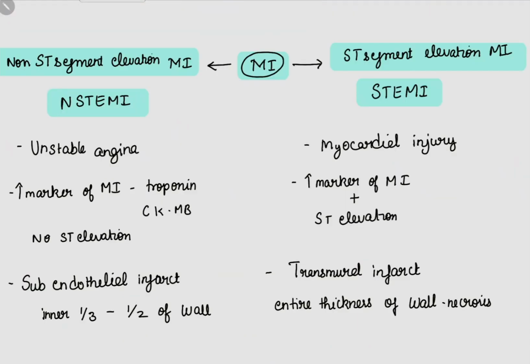It's further divided into ST segment elevation MI and non-ST segment elevation MI, that is, STEMI and NSTEMI. NSTEMI is unstable angina. There is an increase of markers of myocardial infarction such as troponin, CKMB. No ST elevation is seen. The infarction is limited to the subendocardium, that is, the inner one third to half of the wall is infarcted.